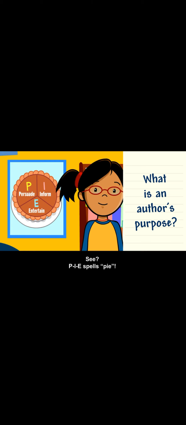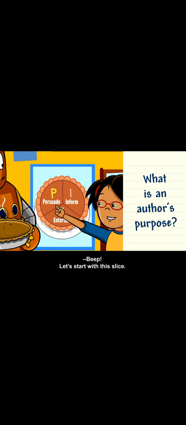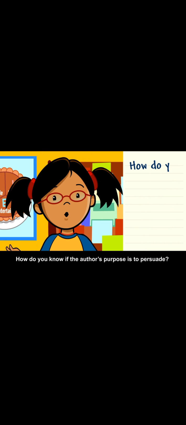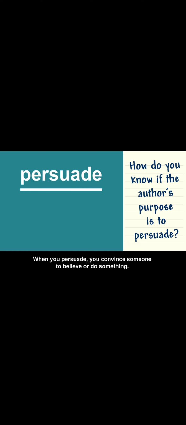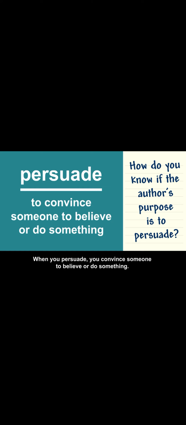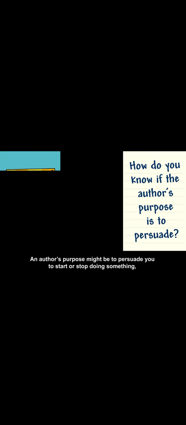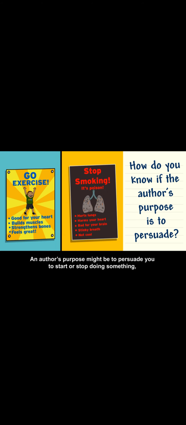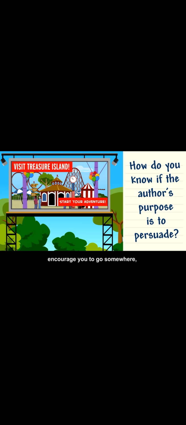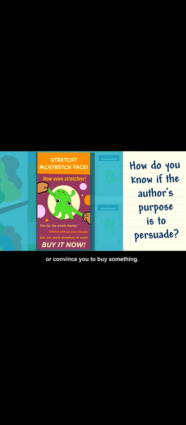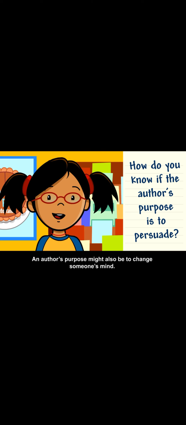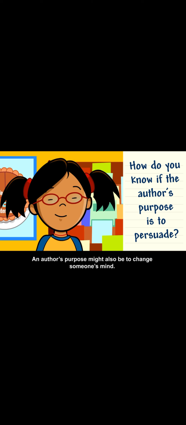See? P-I-E spells pie. Let's start with this slice. How do you know if the author's purpose is to persuade? When you persuade, you convince someone to believe or do something. An author's purpose might be to persuade you to start or stop doing something, encourage you to go somewhere, or convince you to buy something. An author's purpose might also be to change someone's mind.